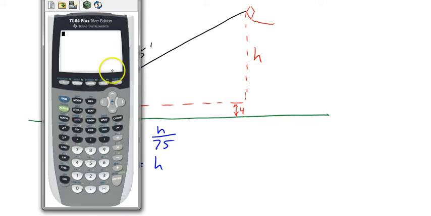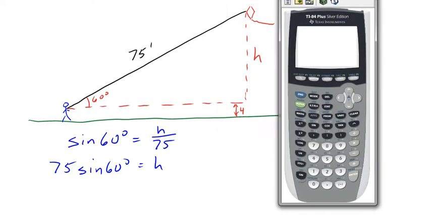Now we're ready for our calculator. I punch that in, 75 sine 60, and we get 65. Don't forget to add the 4 feet of the kite flyer's height, and that's going to be 69 basically.